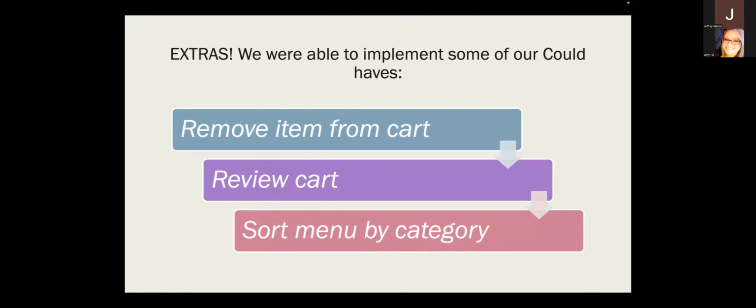Some extras that we were able to implement from our could-haves: we were able to remove items from the cart that the customer added. We're able to review the cart at the very end and show a nice summary to the end user, as well as sort the menu by category so that the big, giant menu isn't pushed to you as soon as you want to view the menu. It actually asks what category you want to look at: tacos, soups, bakeries. Then you select a category, and it shows you the more detailed food items underneath that category.